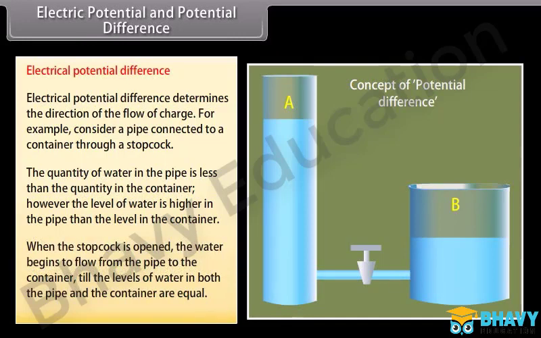When the stop cork is opened, the water begins to flow from the pipe to the container till the levels of water in both the pipe and the container are equal. This determines that it is not the quantity of water but the level of water which decides the direction of flow of water. It is the potential difference that is responsible for the flow of water.